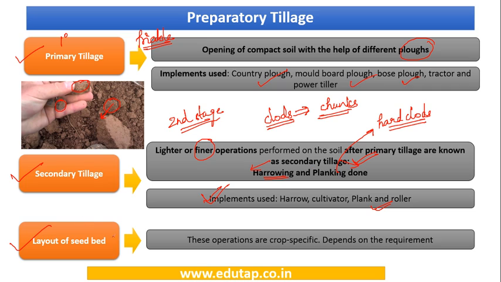Now the third operation, as I told earlier, is a crop specific operation. It depends upon the requirement. Otherwise, for most of the crops after the secondary tillage, the direct thing that we do is sowing of seeds.